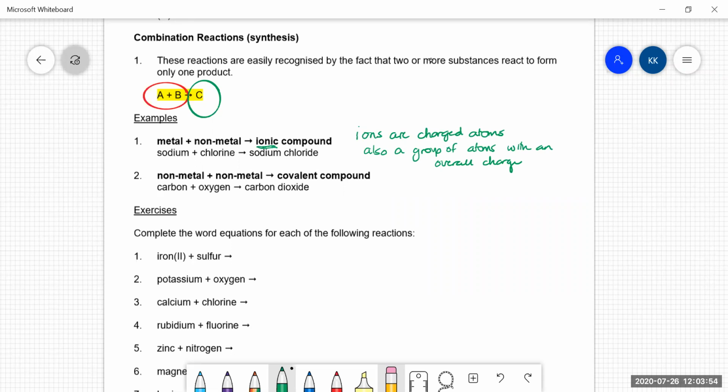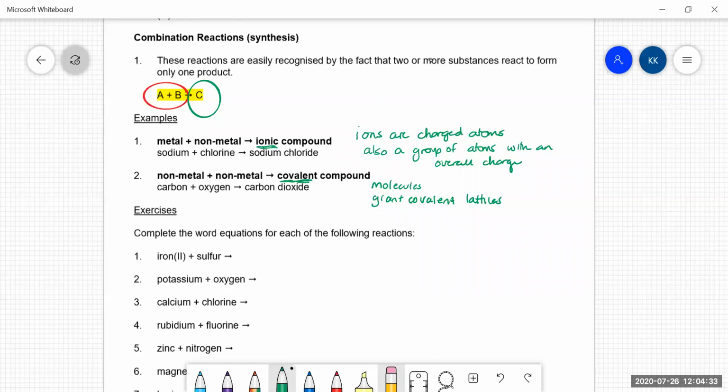When two non-metals react, we get what's called a covalent compound. And a covalent compound forms either molecules or sometimes giant covalent lattices. So non-metal and non-metal gives you covalent. Metal plus non-metal gives you ionic. Metals don't react with other metals in a chemical reaction. You can actually make a mixture of different metals, which is called an alloy, but it's not a chemical reaction.